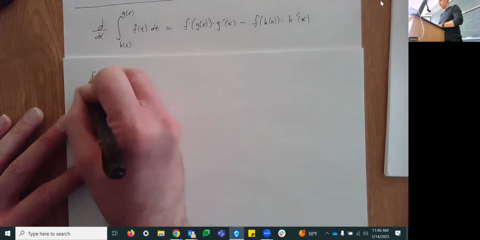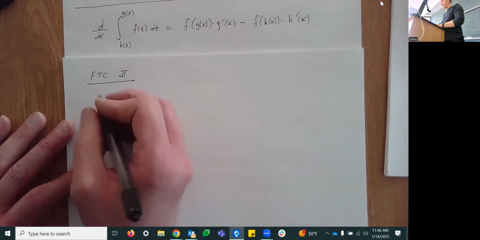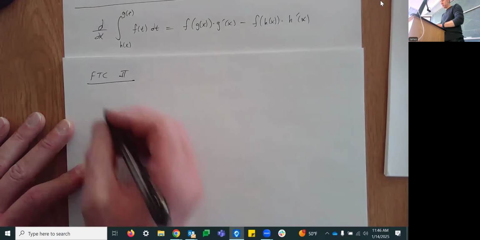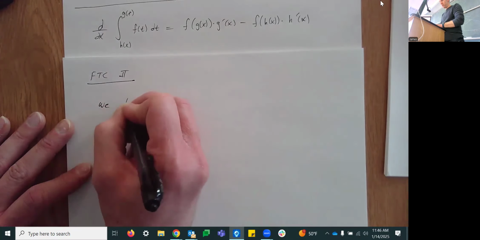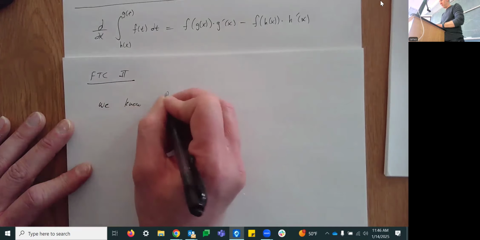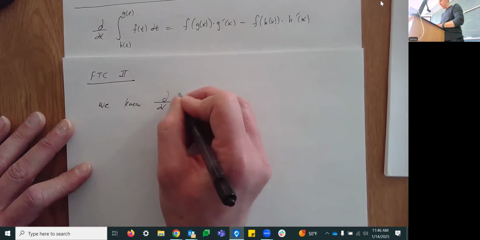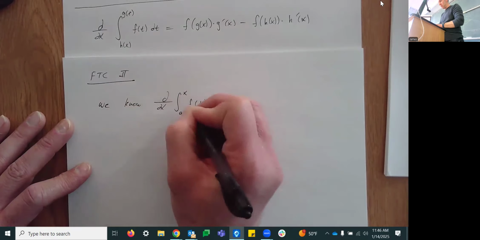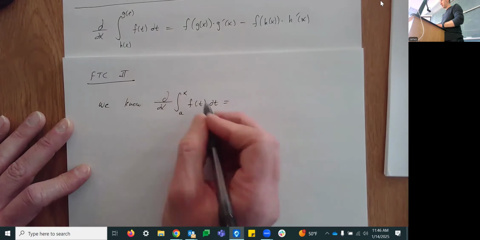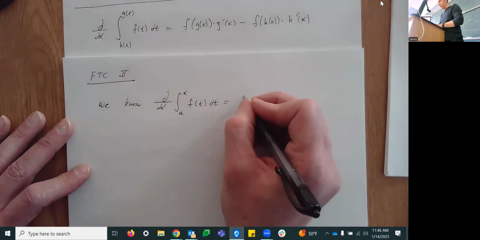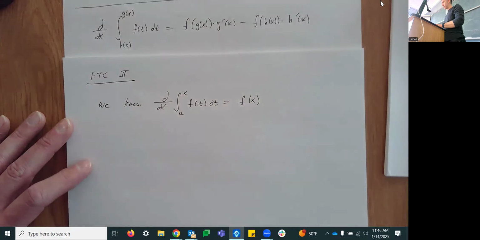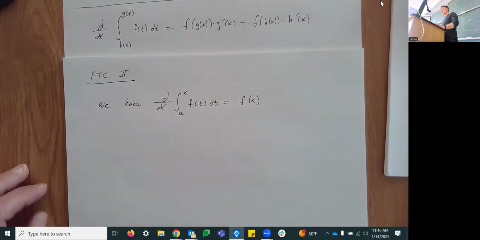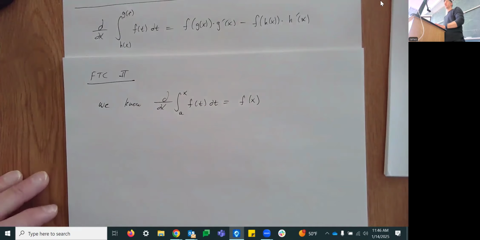So here's what we have. We know from the FTC part 1 that the derivative of the integral from some constant to x of f of t dt is equal to just the function you have inside there, but with x instead of t. What does this mean for us, right?